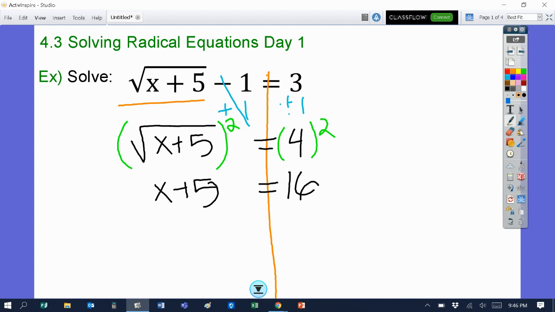And now we've taken a radical equation and we've turned it into a linear. And we're just going to solve by subtracting 5. So positive 5 minus 5 is 0. And we get x equals 11. And that is our final answer.